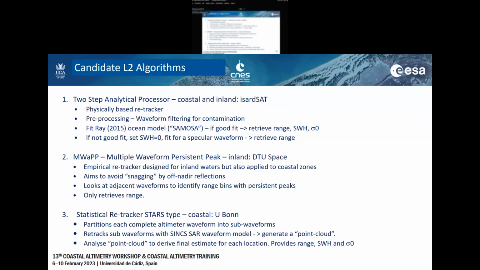There's the STARS statistical retracker that University of Bonn have implemented, and Luciana can give you detail about that. But it essentially partitions each complete altimeter waveform into sub-waveforms, retracks those, you generate a cloud of solutions, and then you analyze that cloud to derive a final estimate for each location. It's an iterative process, but you get range, significant wave height, sigma 0. That's a coastal retracker rather than an inland one.